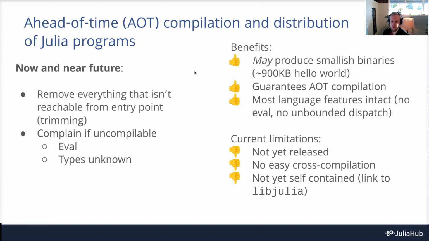There is no easy cross-compilation, so I can easily compile for my own machine, and you can run it on a very similar machine, but I can't easily compile for, for example, a Raspberry Pi using my desktop PC. I say not easy, it's not impossible, but it's currently not easy. And the compiled binary is not fully self-contained yet, so it still links to libjulia, for example, which is something to take into consideration. So that makes the footprint slightly larger, but work is being done to lift that limitation as well.